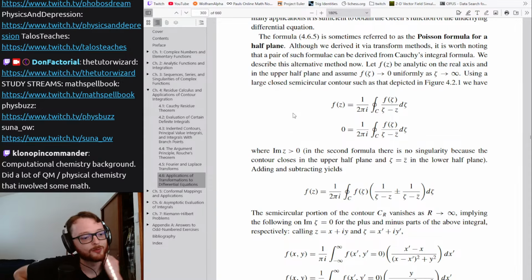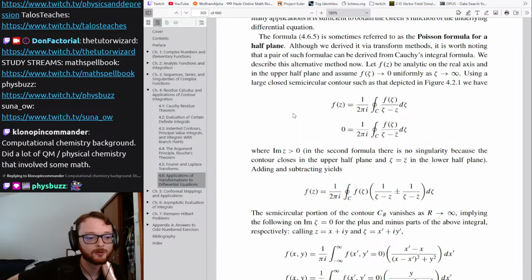Computational chemistry background. Did a lot of quantum mechanics and physical chemistry that involves some math. Oh, that's awesome. I'm trying to think. There aren't any chemistry streamers that I actually know of. I know some people who like chemistry who tend to hang out in some different chats, but not a streamer. Yeah, I'm sure with your interest, FizzBuzz, who also streams, he's in that list somewhere.